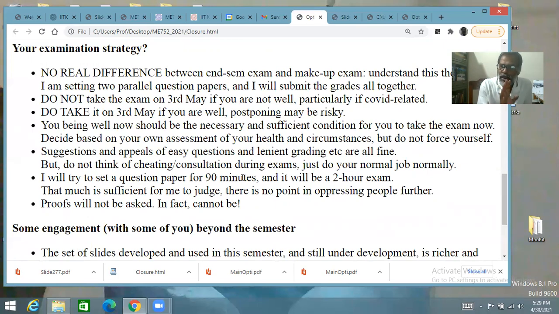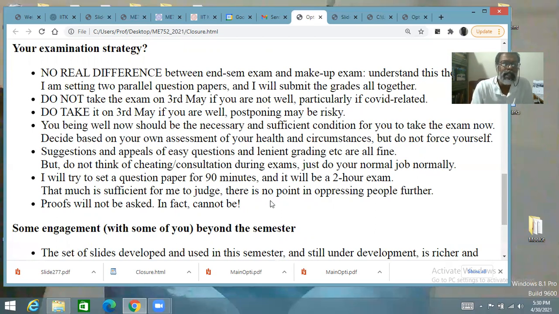Okay. So I am trying to set the question paper for 90 minutes. So put an alarm of 90 minutes before you start the exam. And after 90 minutes, when the alarm rings, you wind up and settle things. Fine. And I claim that a 90 minutes exam, 2-hour exam is sufficient for me to judge who has learned how much. I don't need a longer exam than that. And therefore, there is no point in oppressing you people and oppressing myself also. Okay? So it's useless, particularly in this kind of an environment.